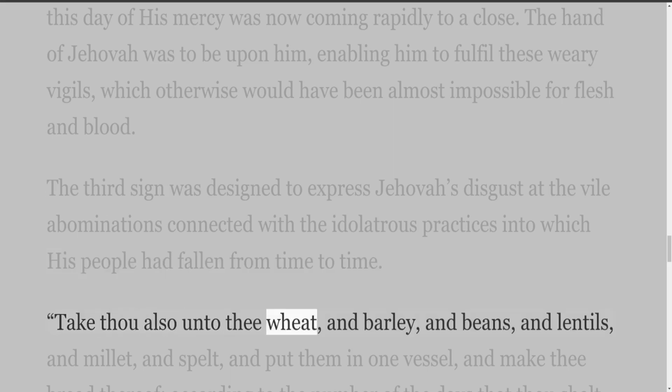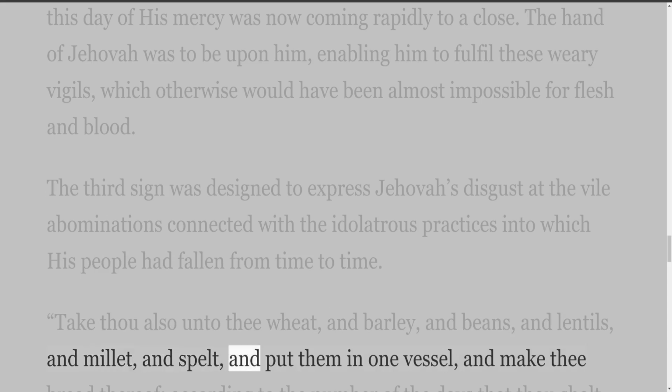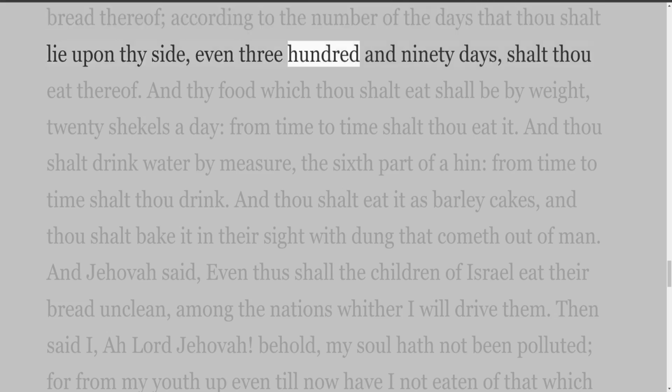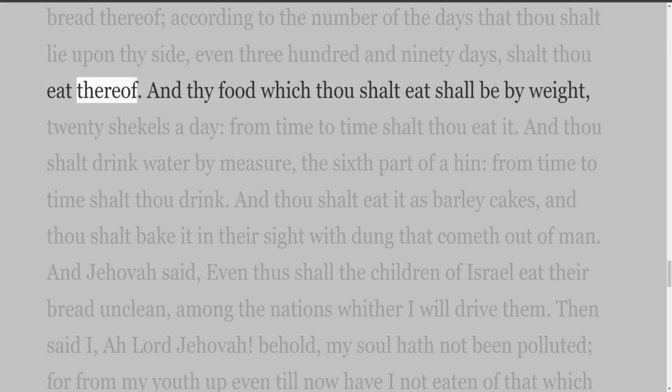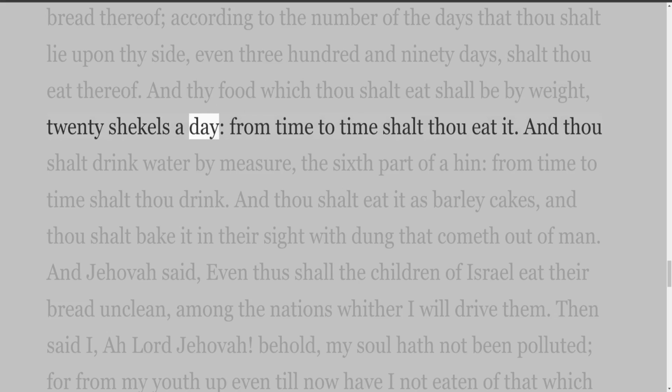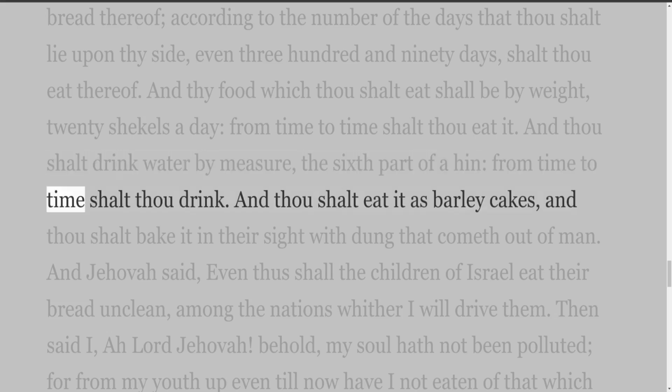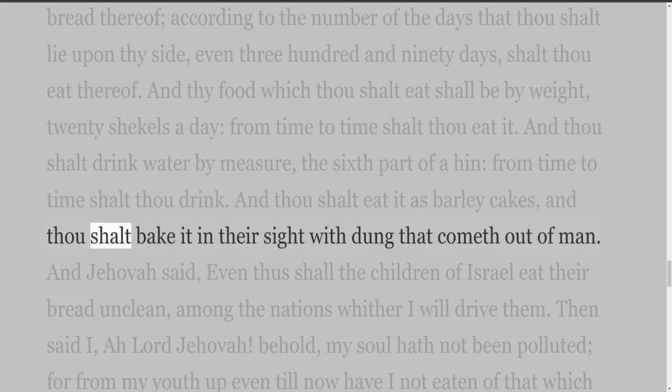Take thou also unto thee wheat, and barley, and beans, and lentils, and millet, and spelt, and put them in one vessel, and make thee bread thereof, according to the number of the days that thou shalt lie upon thy side, even 390 days, shalt thou eat thereof. And thy food which thou shalt eat shall be by weight, 20 shekels a day, from time to time shalt thou eat it. And thou shalt drink water by measure, the 1/6 part of a hin, from time to time shalt thou drink. And thou shalt eat it as barley cakes, and thou shalt bake it in their sight with dung that cometh out of man.